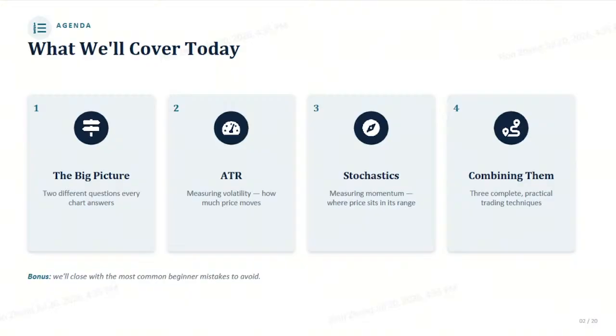We're going to break this into four main parts. First, I'll give you the big picture idea, the one sentence that will help everything else click into place. Second, we'll spend a good chunk of time on ATR, what it is, how to read it, and 3 practical ways traders use it. Third, we'll do the same thing for stochastics, what it is, how to read overbought and oversold conditions, and how to spot crossovers and divergence. And fourth, this is the part I'm most excited about, we'll combine the two indicators into complete trading techniques. Because on their own, each indicator only tells you half the story.